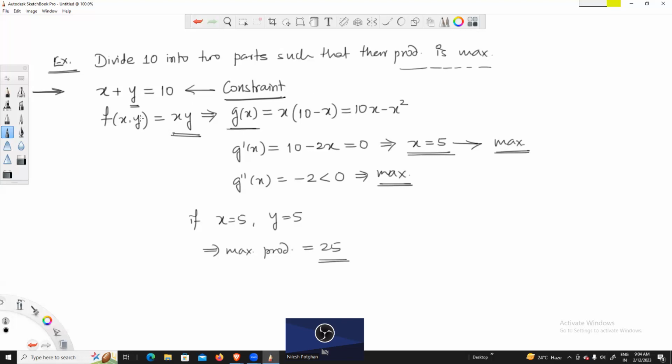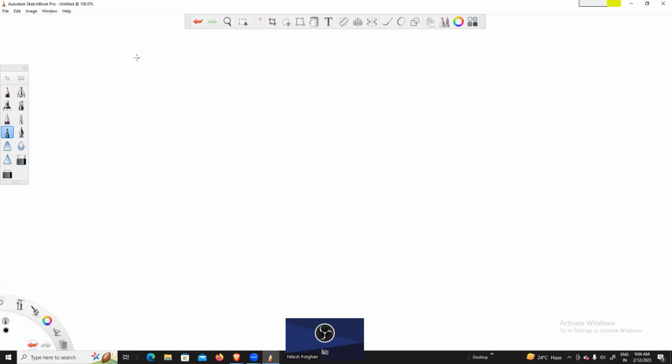Okay, so let's solve this by the Lagrange multiplier technique. In the Lagrange multiplier technique, my function f of x comma y, which needs to be maximized, is xy. And my constraint phi of x comma y, let me write this constraint, x plus y equals 10. So I need to write this like x plus y minus 10 equal to 0. Okay, so from this, you define the Lagrangian function.